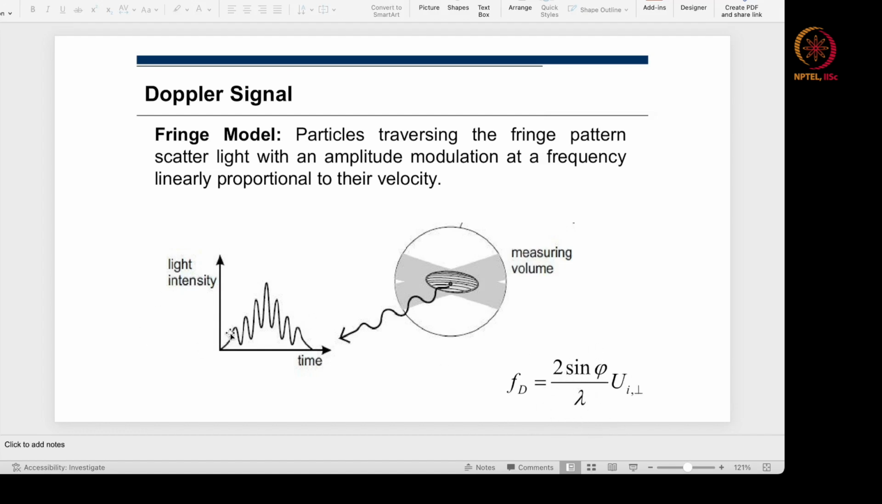So the light intensity fluctuates like this. There is high, low, high, low, high, low, and this varies with time because of the particle transit. This amplitude modulation happens at a frequency which is linearly proportional to the velocity. This is what a detector should actually see, because at the dark fringe the particle will scatter less light, at the bright fringe it will scatter more light, so the light intensity changes quite a bit.